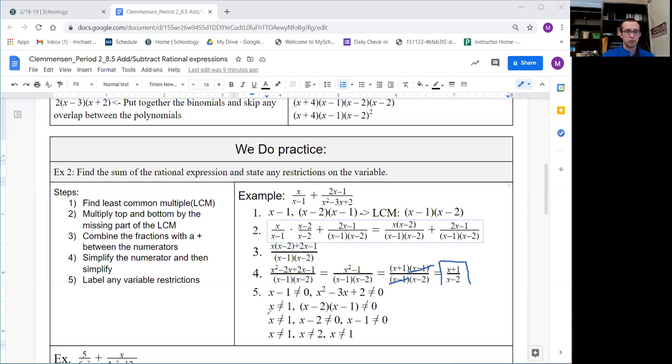Any questions on step 3 or step 4 before we start finding our variable restrictions? Any questions on that?